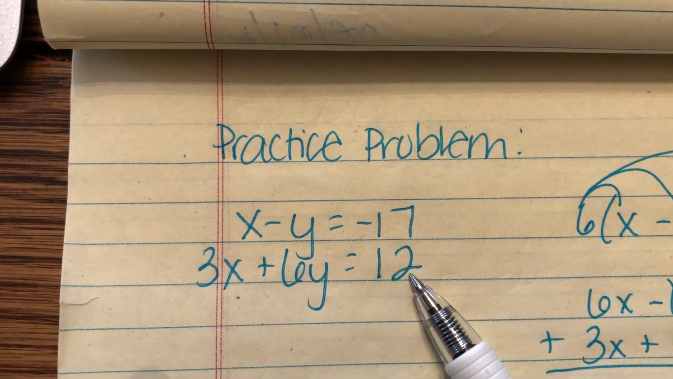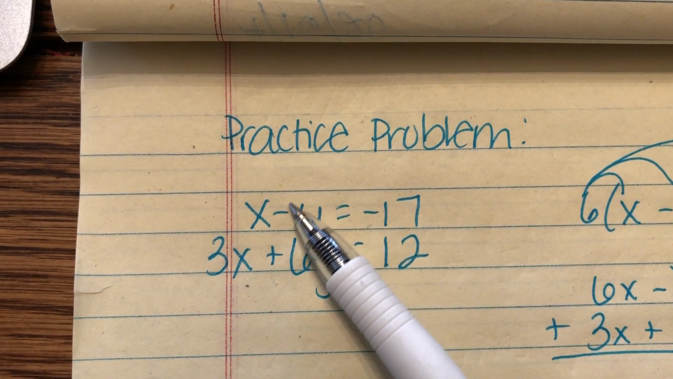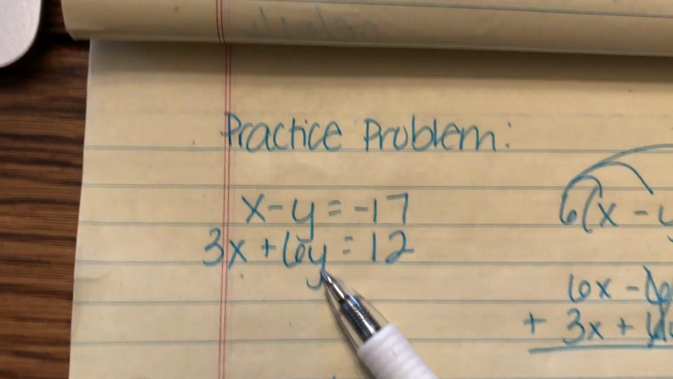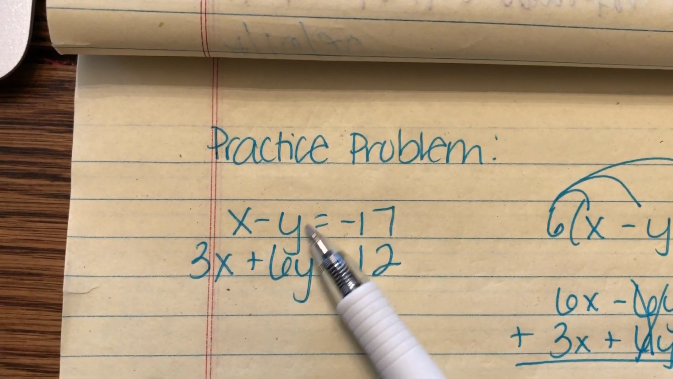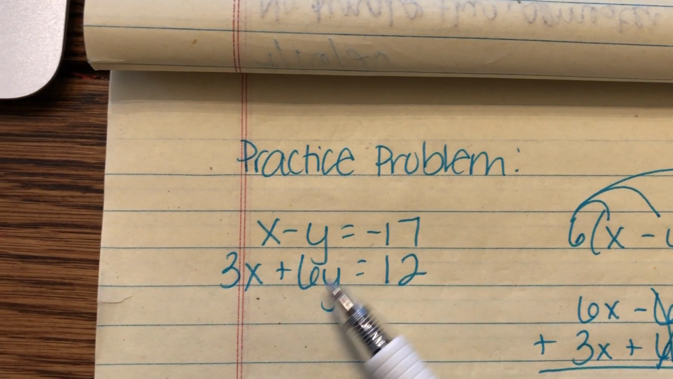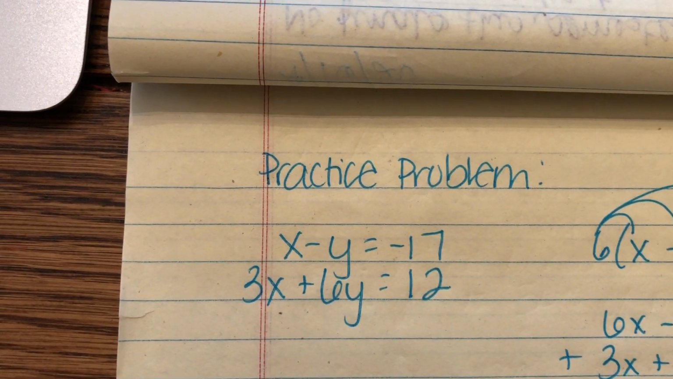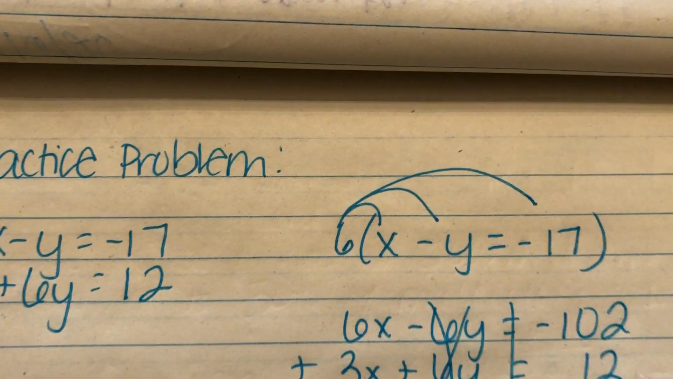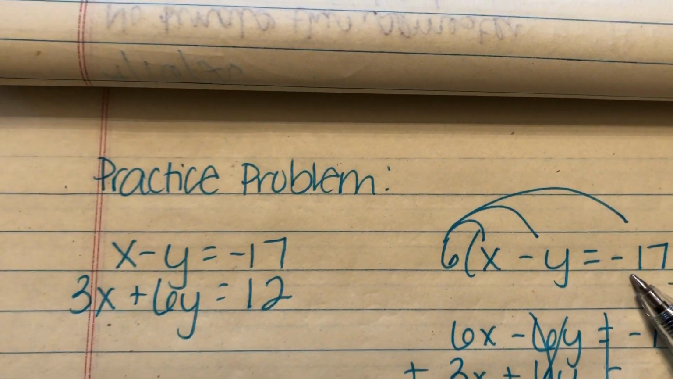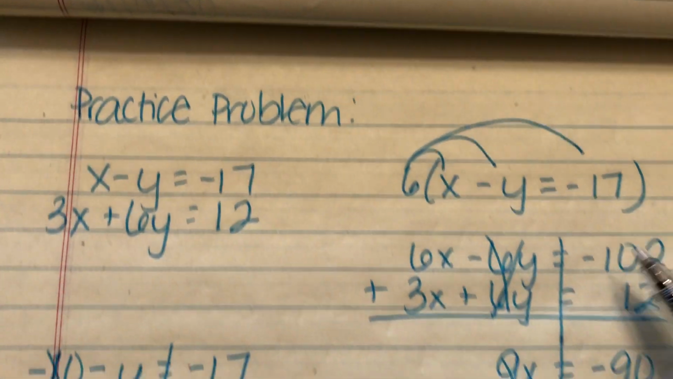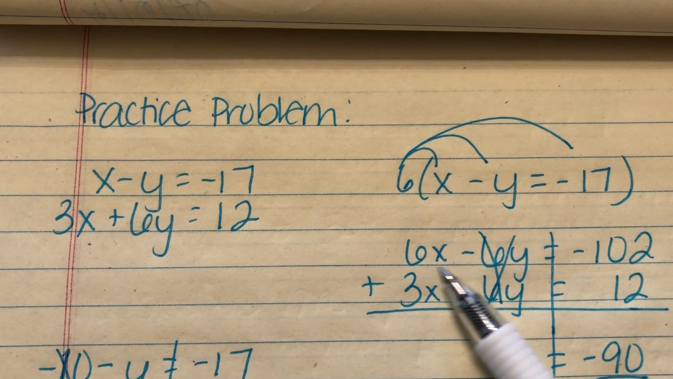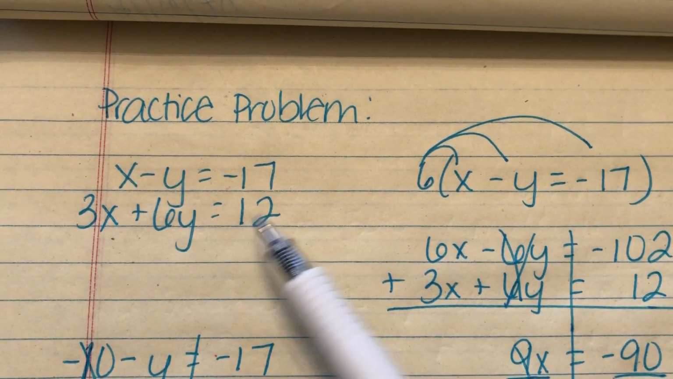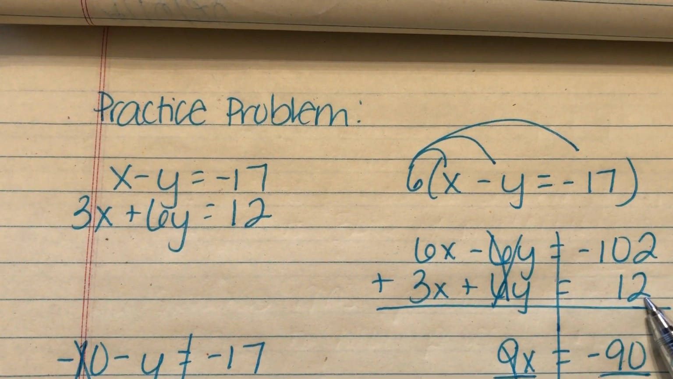First way that I would particularly use is that I notice that my y's, I have a negative and a positive. I can easily multiply my top equation by 6, and then that way these two can cancel out when I add them together. So what I'm going to do is multiply that whole top equation by 6, and then I get this part here, 6x minus 6y equals negative 102, and then the second equation comes down, 3x plus 6y equals 12.